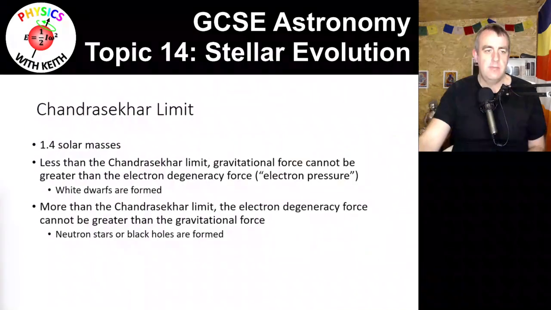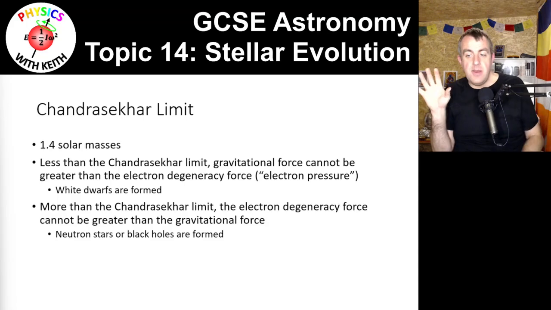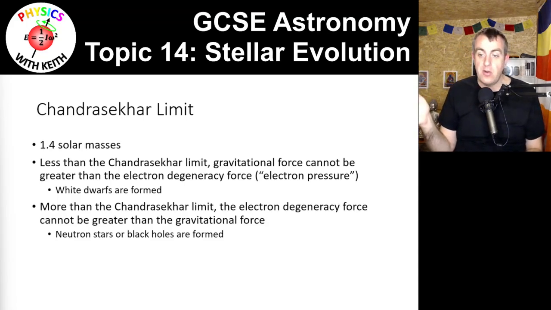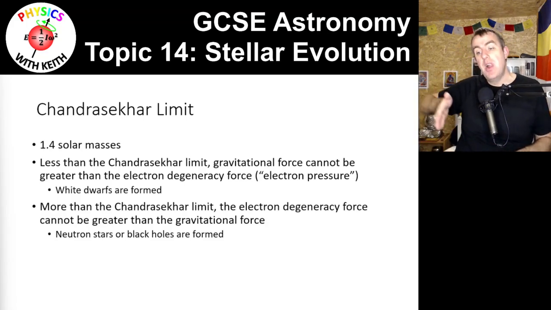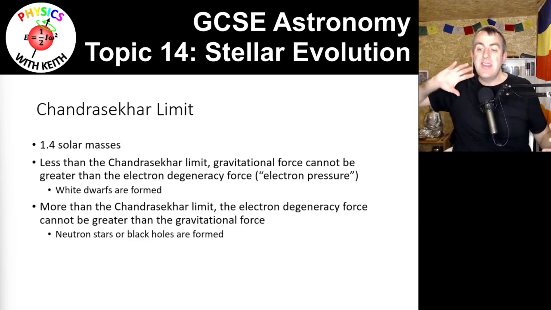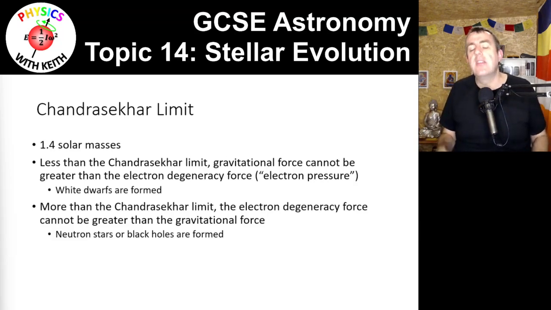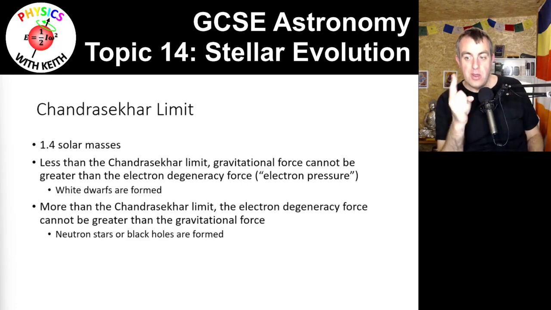How do we get that? It's called the Chandrasekhar limit. It's, as we say, 1.4 solar masses. If you're below the Chandrasekhar limit, so you're less than 1.4 solar masses, then the gravitational force is never going to be bigger than the electron degeneracy force. Now, I said you cannot get electrons into the same quantum state. That is true, but they don't have to stay electrons.